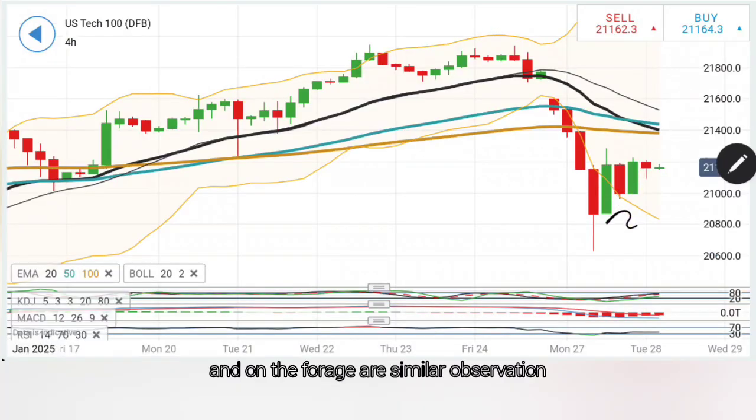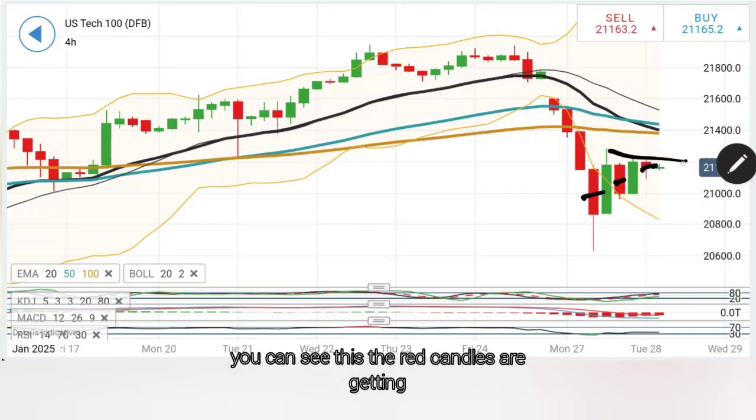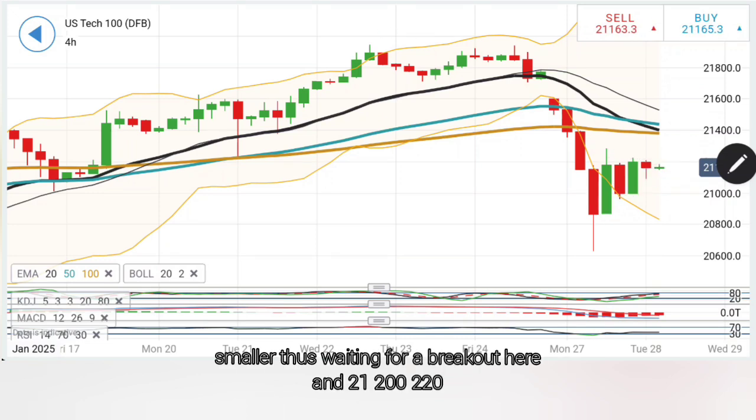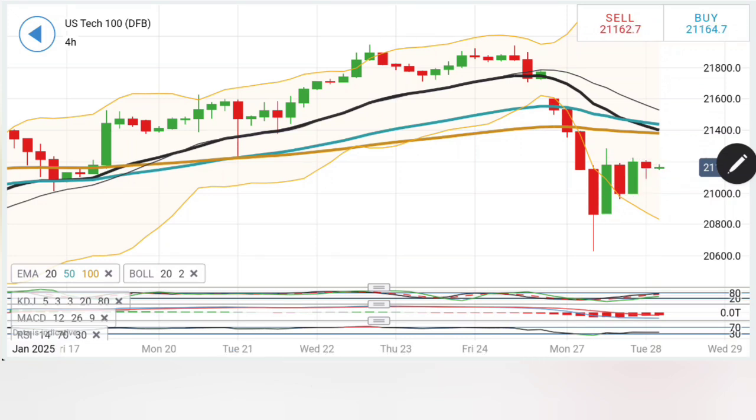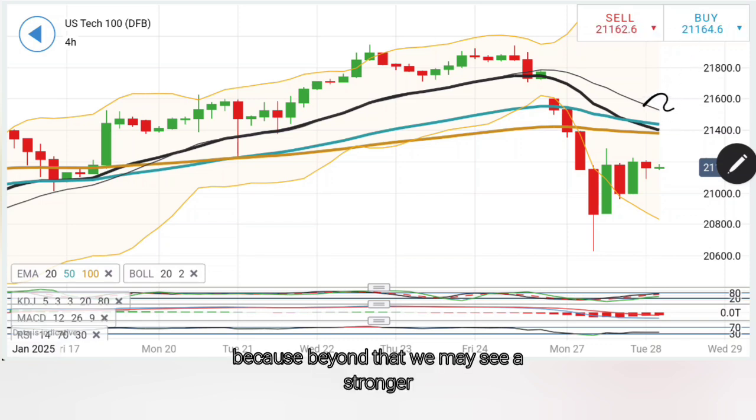And on the 4 hour chart, similar observation here. See, first thing is bullishness getting diminished. Also the bearishness here, you can see this, the red candles are getting smaller, thus waiting for a breakout here. And 21,200, 220 is going to be one good level which it needs to break beyond, because beyond that we may see a stronger move on the upside.